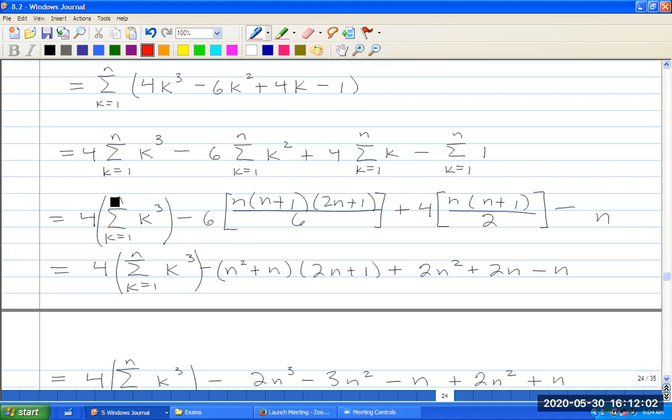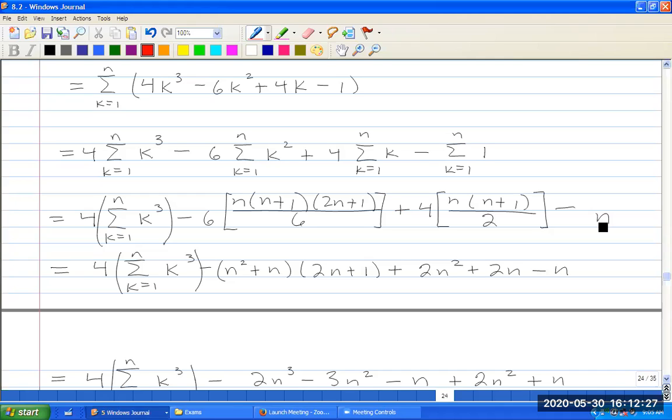We're trying to determine the sum from k equals 1 to n of k cubed. I know the sum from k equals 1 to n of k squared is n plus 1, 2n plus 1 over 6. The sum from k equals 1 to n of k is n times n plus 1 over 2. The sum from k equals 1 to n of 1 is just n.